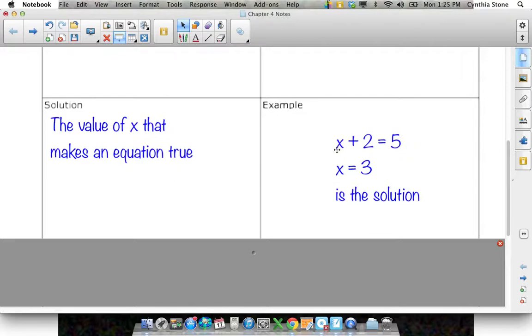I think this one's easier to see. If x plus 2 equals 5, well, what number must x be for this statement to be true? Well, x has to be 3, right? There's nothing else x could be for something plus 2 to equal 5. So x equals 3 is what we call the solution. Okay?